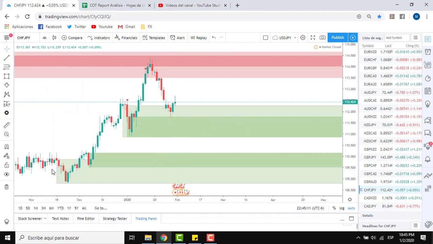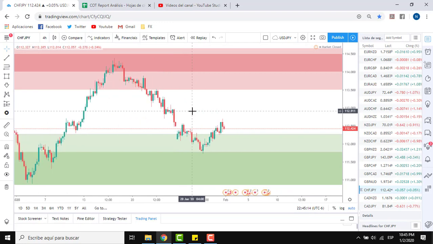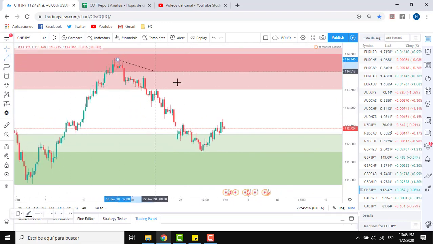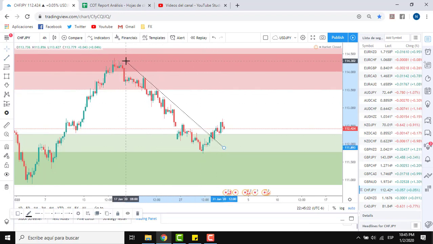If we go to the 4-hour time frame, we actually have a confirmation already, which is this trend line that has been broken. That's a good confirmation if you want to get long. Keep in mind that these are two currencies that get very strong in risk-off environments, and this is a risk-off environment because of the virus. So keep that in mind.